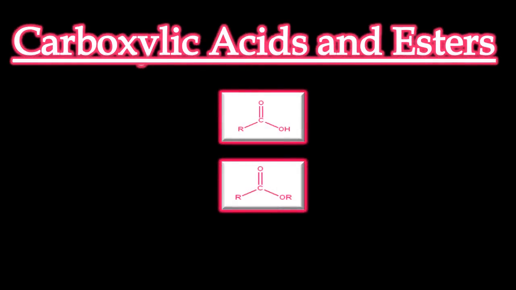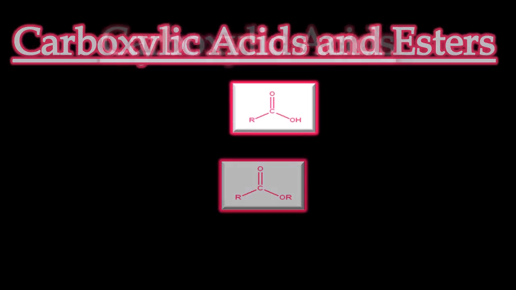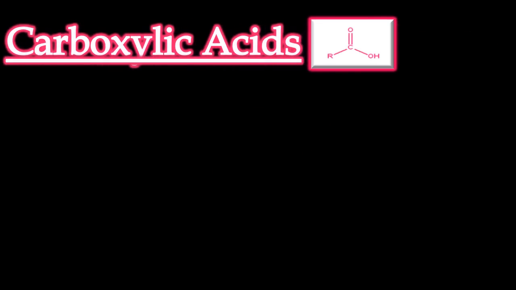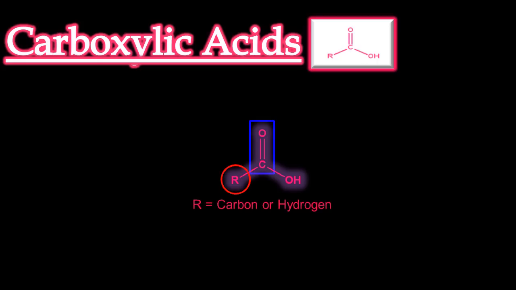Carboxylic acids and esters. These groups contain a carbonyl functional group that attaches to a hydrogen or a carbon-containing group and an oxygen-containing group. We'll first take a look at carboxylic acids. Carboxylic acids consist of a carbonyl group that is bonded to an OH group and either a hydrogen or a carbon group. The simplest carboxylic acid is formic acid, which features the central carbonyl group, an OH group, and a hydrogen. The hydrogen in the OH group is the hydrogen that becomes donated in Bronsted-Lowry acid-base reactions.